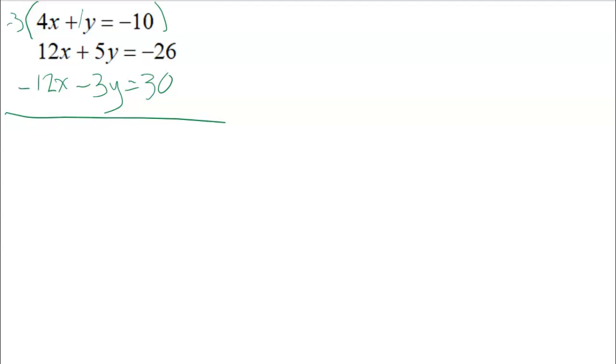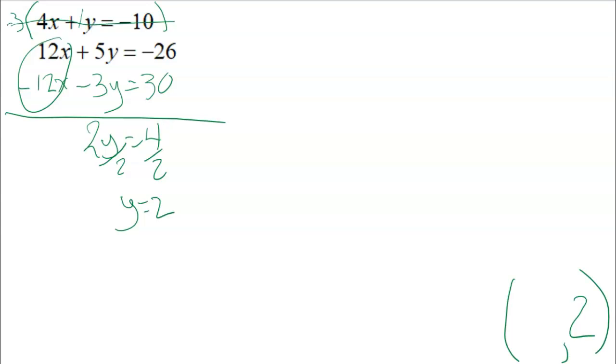Now we've rewritten this equation to its equivalent, right? 12x minus 12x, those guys eliminate. +5y minus 3y is 2y. -26 plus 30 is 4. Divide by 2, divide by 2, y is 2.